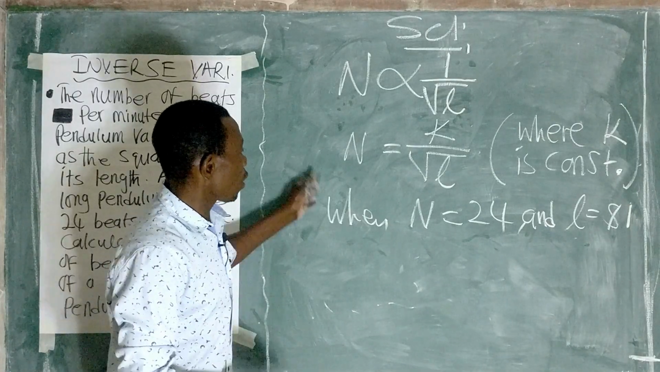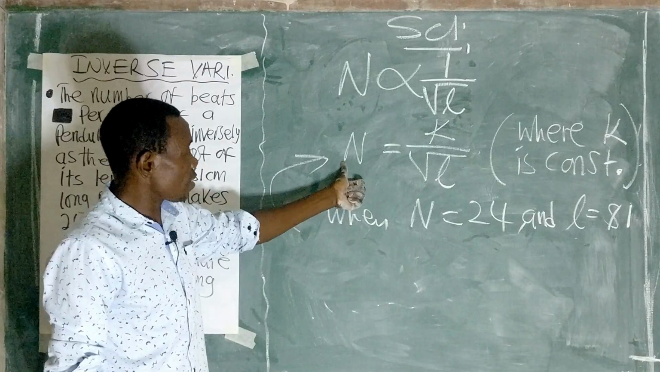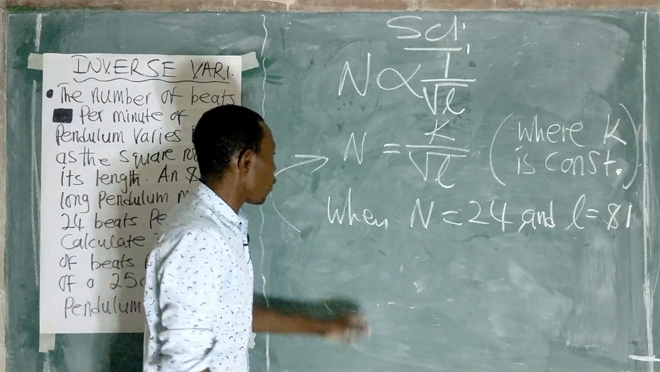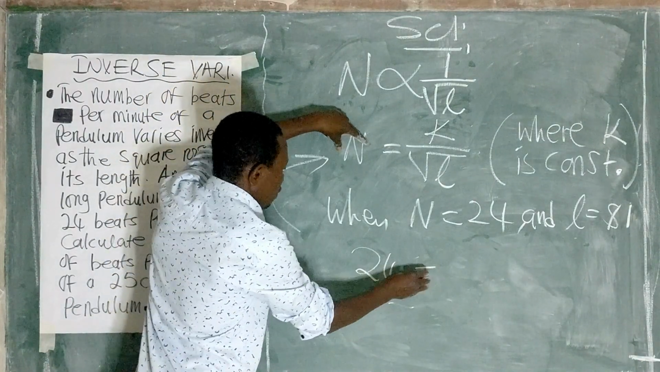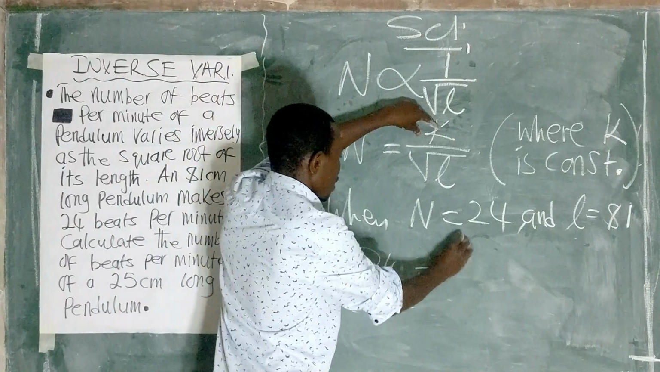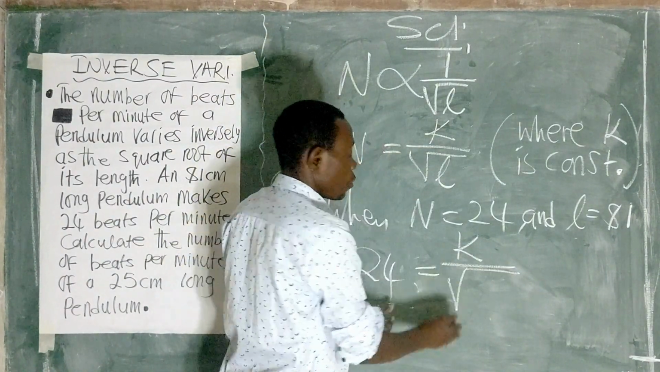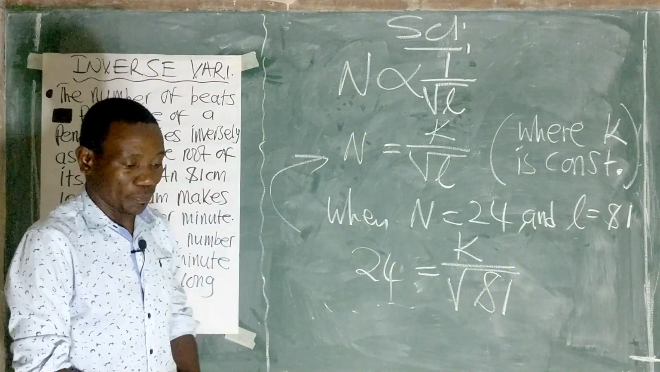So what we do, we are going to capitalize on the given statement up here, which is a proportionality equation. So we're going to substitute for n with 24. Instead of writing n here, we write 24. And this is equal to our k, we leave it intact. Then here we take the square root of L, which in this case is the square root of 81.